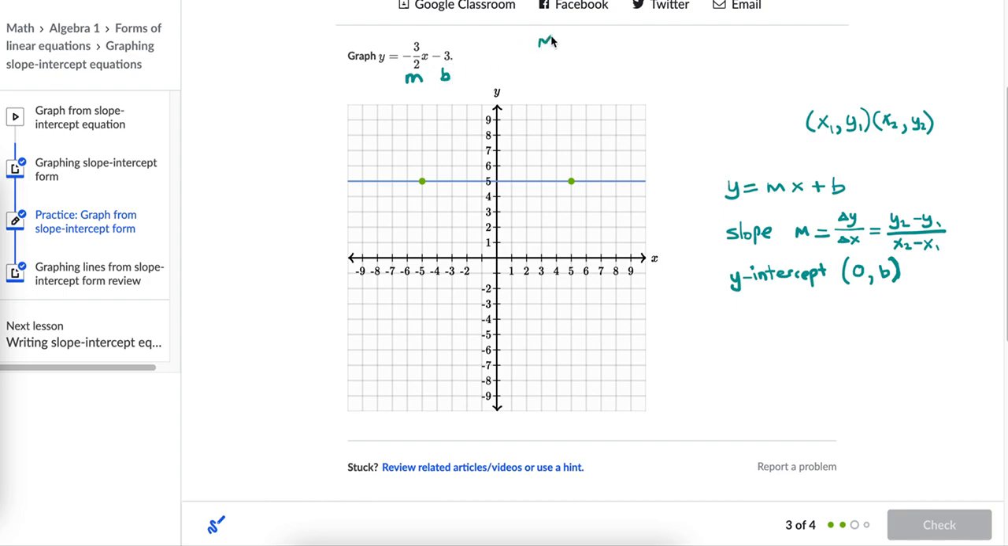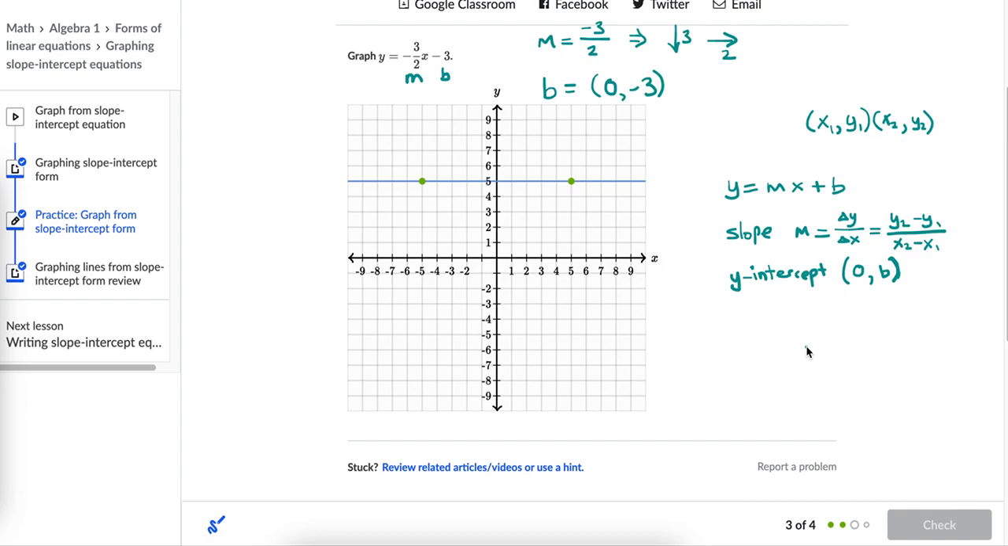Notice that m is the slope, negative 3 over 2, right? That implies that we're going to go down 3 and across 2, right? That's what we're going to do with our slope, okay? Our y-intercept b is the point 0, and watch the sign, right? We've got mx plus b. This is negative, so it's 0, negative 3. Okay, so that's our y-intercept.